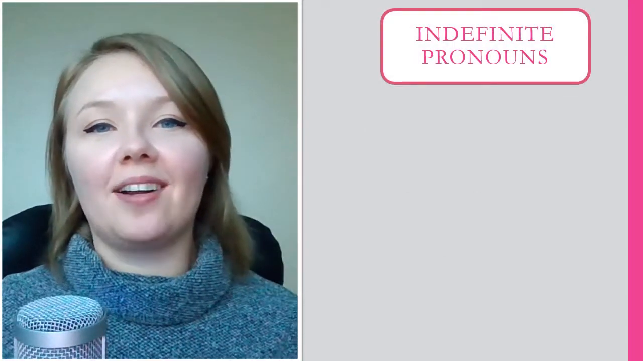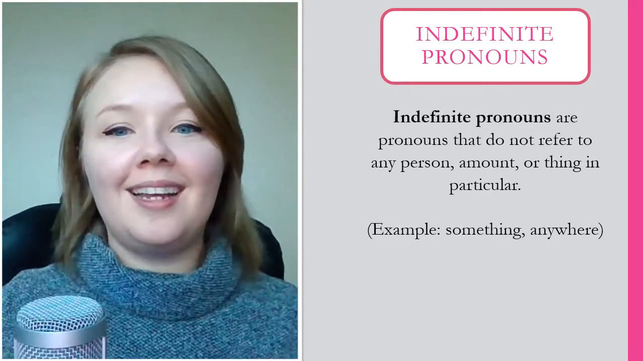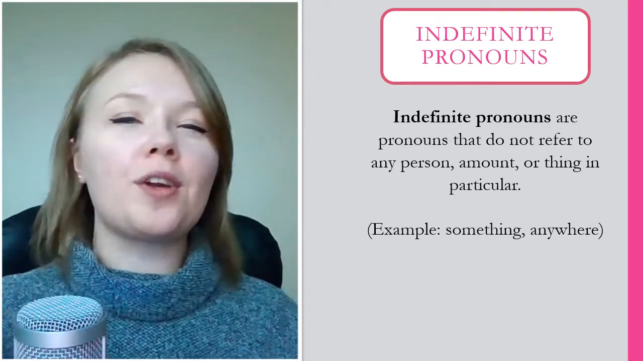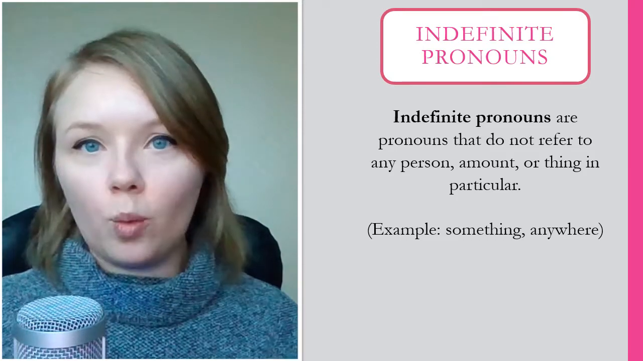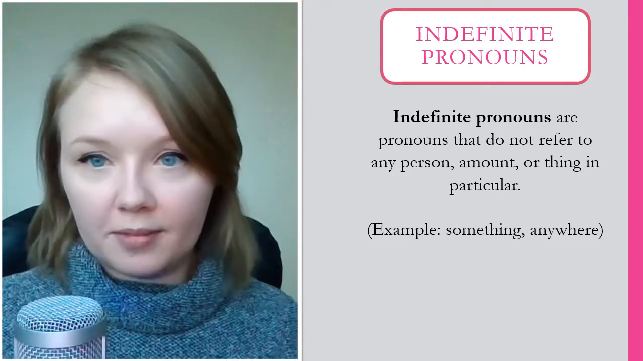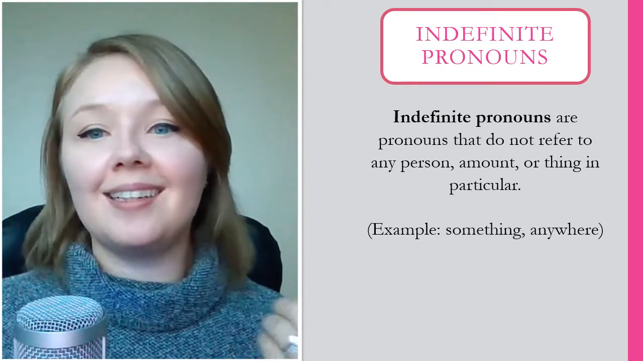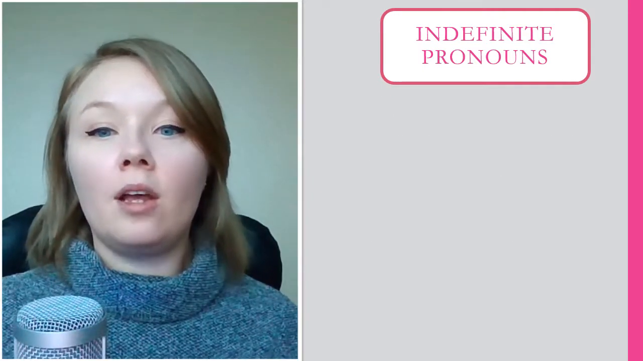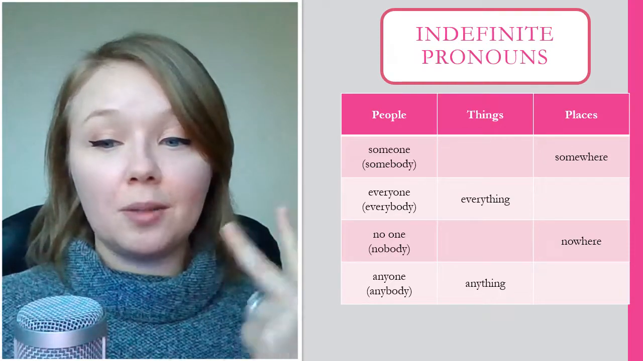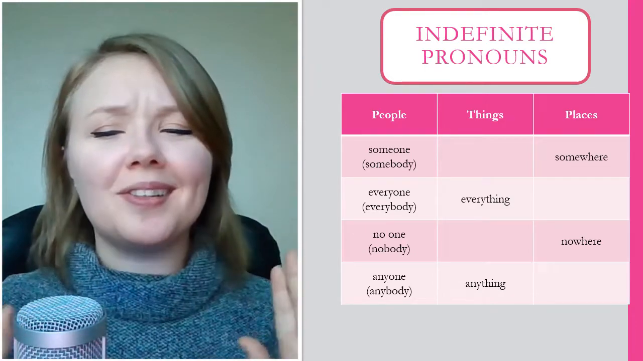Next, let's take a look at our second kind of pronoun, indefinite pronouns. So what are those? These are pronouns that do not refer to any person, amount, or thing in particular. These are words you have definitely seen before and maybe just have not known the name for. So these are called indefinite pronouns. These are words like something and anywhere. We can use indefinite pronouns to talk about people, things, and places. And remember, these are words used to talk about things that are not specific.